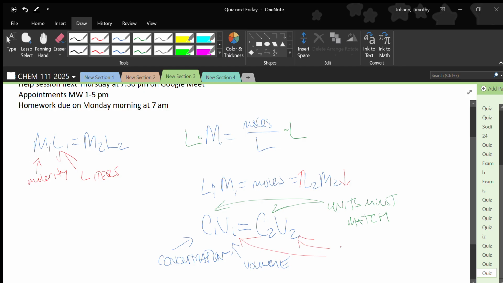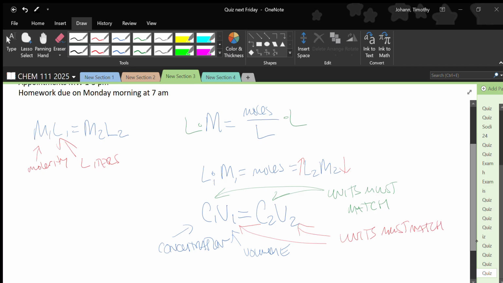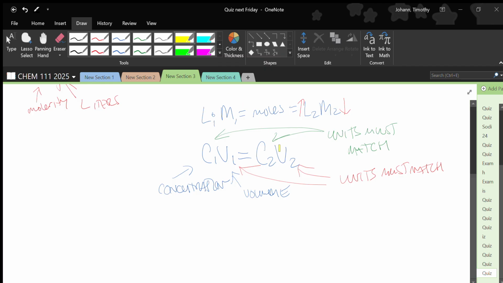And units must match. And you will use this over and over and over again in your chemistry career. Okay? Super useful equation. Gets used all the time, especially if you end up working in a lab somehow. All right, so let's go ahead and take a look at an example of something like that.